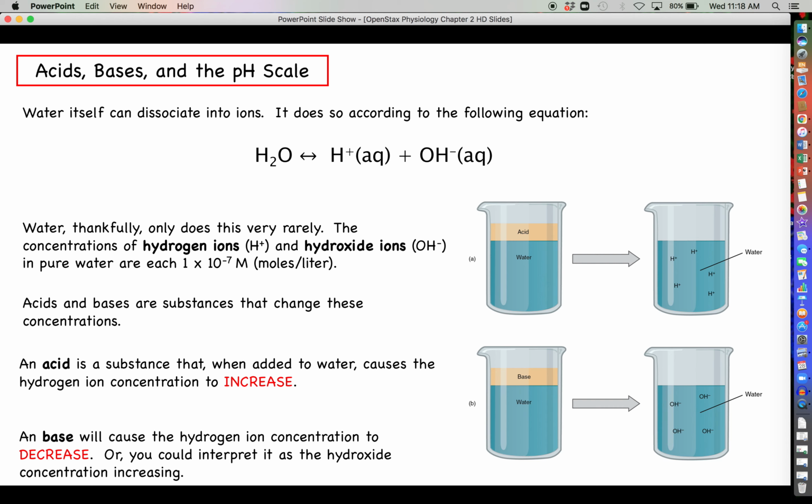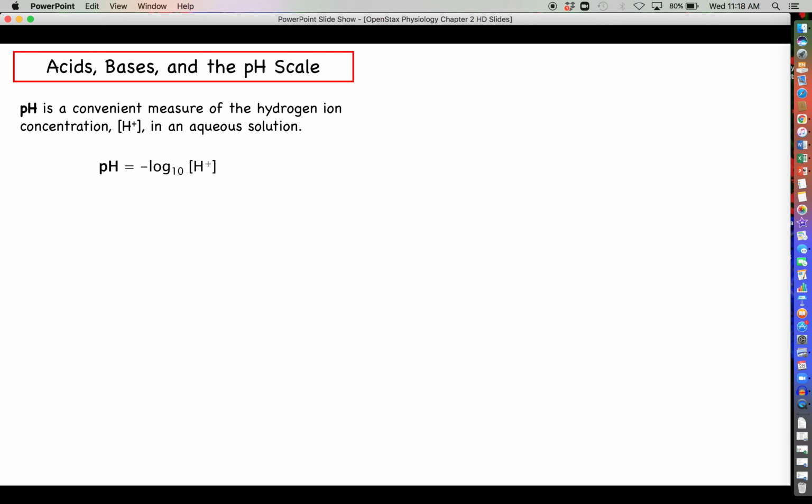So what we're really looking at here is a balance between hydrogen ions and hydroxide ions. Acids will shift the balance in favor of hydrogen ions, and bases will shift the balance in favor of hydroxide ions. However, if you multiply the two concentrations together, it will always equal the same number, which is 1 × 10⁻¹⁴. So this is always a balance that should have a predictable outcome.